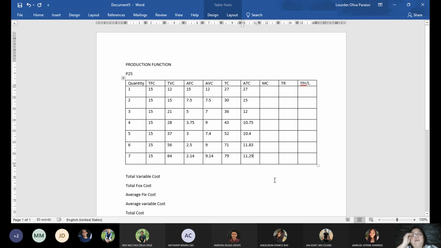Now, question. Which of these is the most expensive to produce? Are you able to see the most expensive production cost among the pairs?